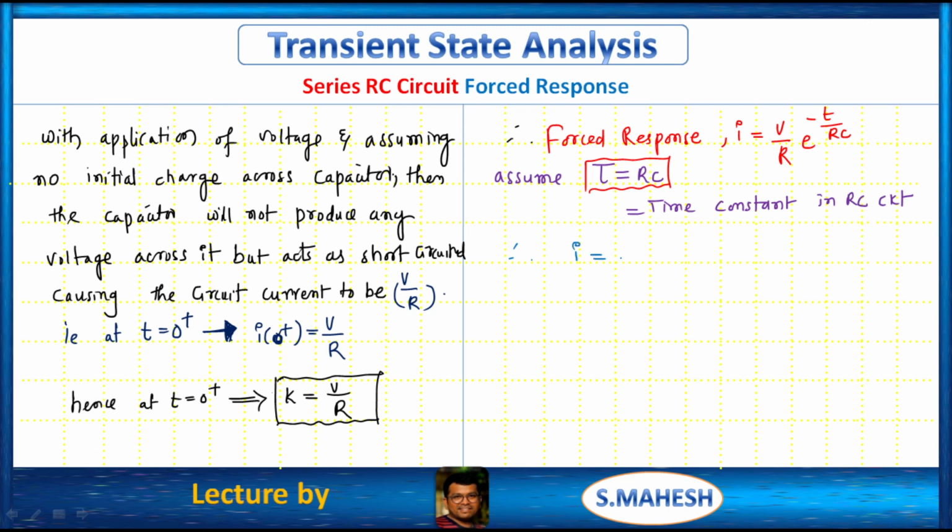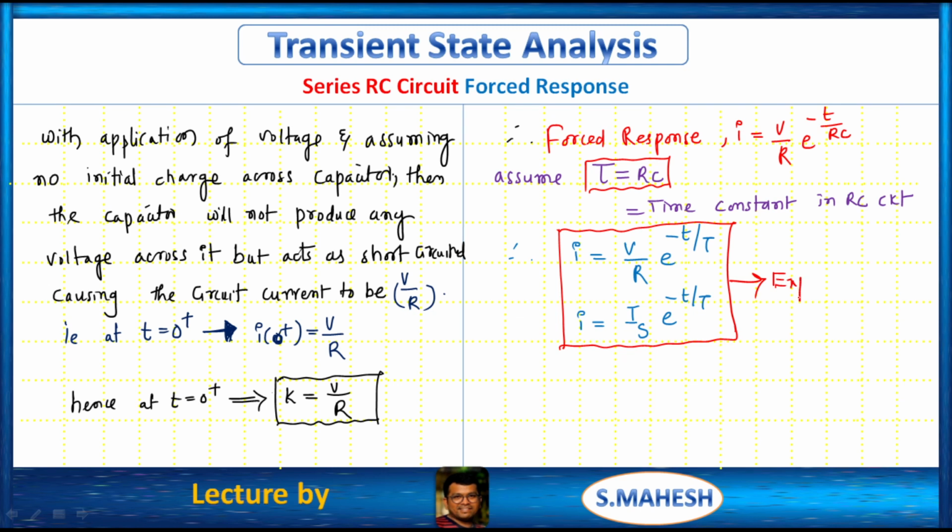Therefore, I is equal to V by R e power minus t by tau. That is, I is equal to V by R, which is nothing but e power minus t by tau. This is the forced response of this RC circuit. Is it exponentially decaying, right?